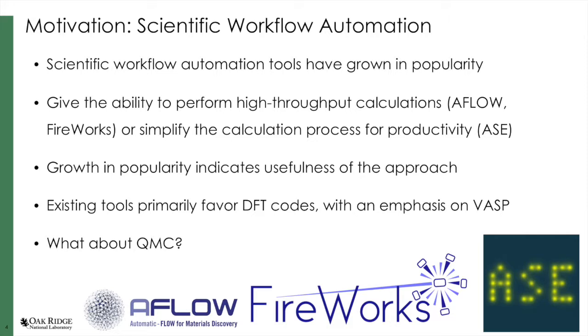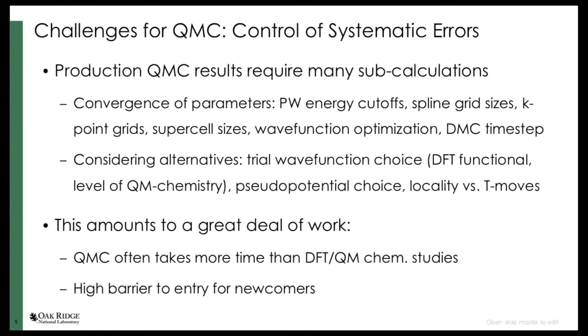Quantum Monte Carlo has a couple of unique challenges, I'd say, from this perspective. One is that we actually spend a whole lot of time focusing on control of systematic errors. There are many things to converge. For example, production QMC results require many subcalculations for this reason. You have to converge a number of parameters, maybe the plane wave energy cutoffs for your orbitals or the basis set, spline grid sizes, and if you're under periodic boundary conditions, k-point grids, supercell sizes.